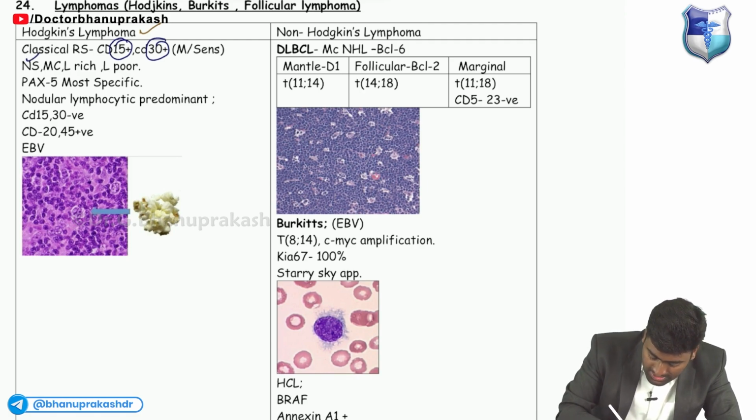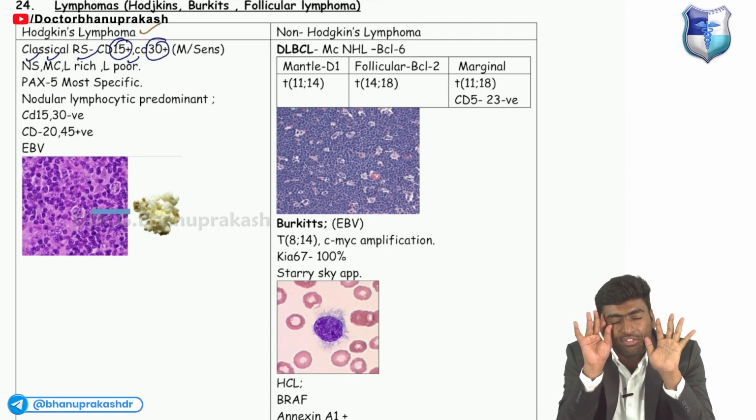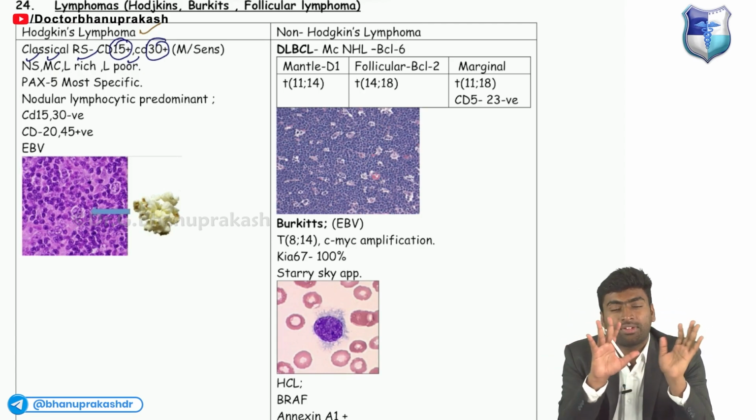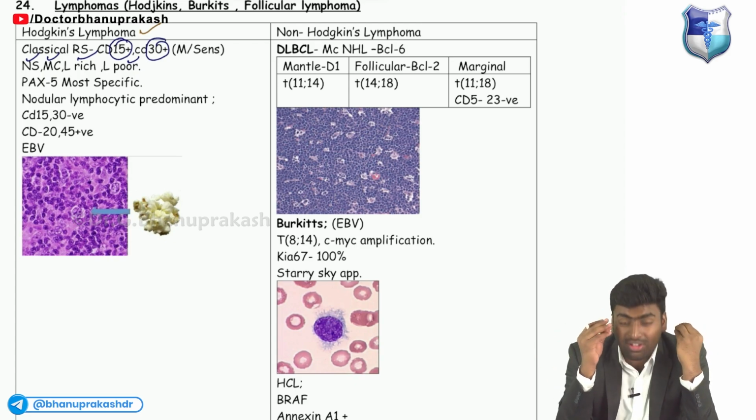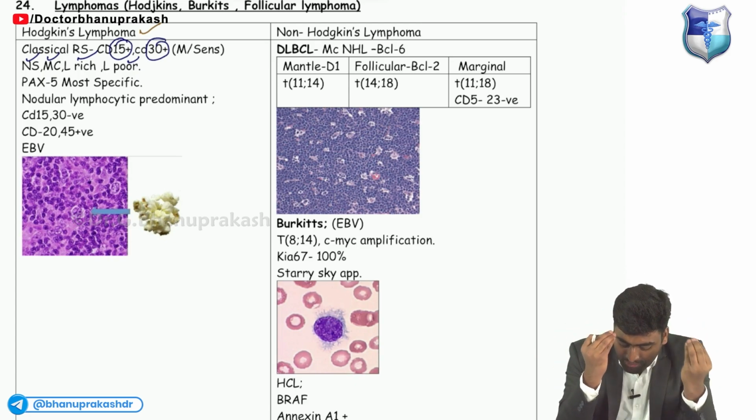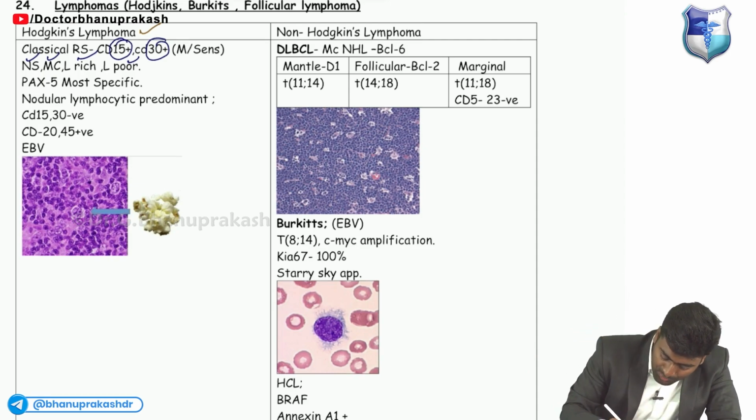There are nodular sclerosis, mixed cellularity, lymphocyte-rich, and lymphocyte-depleted. All of them will have the classical markers CD15 and CD30. So CD15 and CD30 will be positive in the classical type of Hodgkin's lymphoma. Here the most specific one is the OX5.